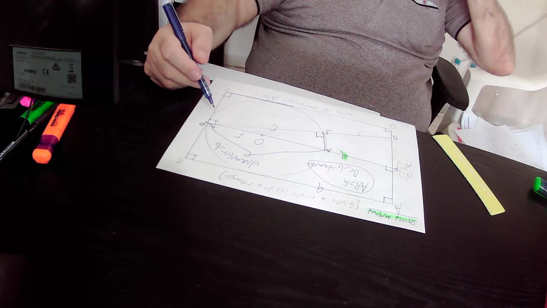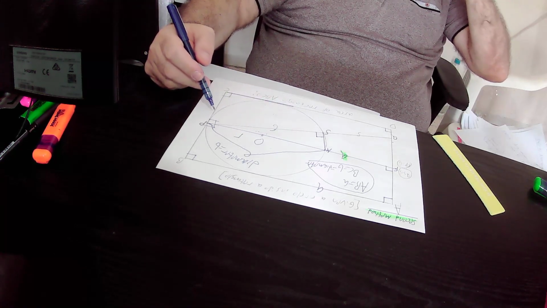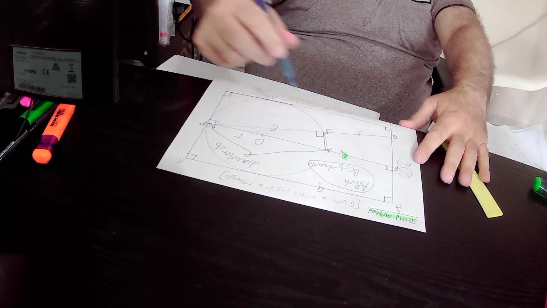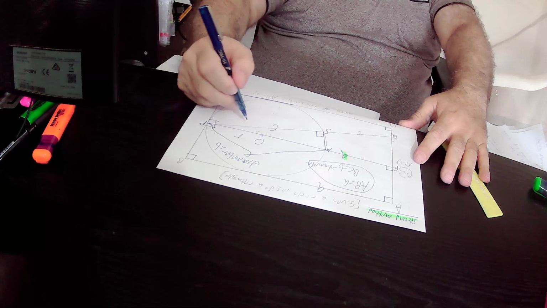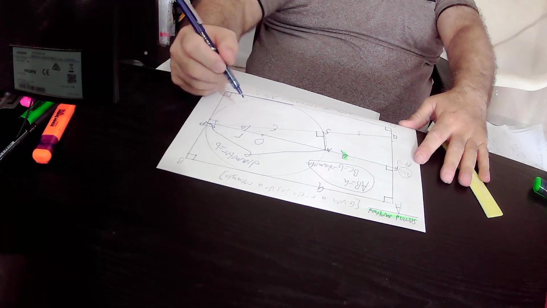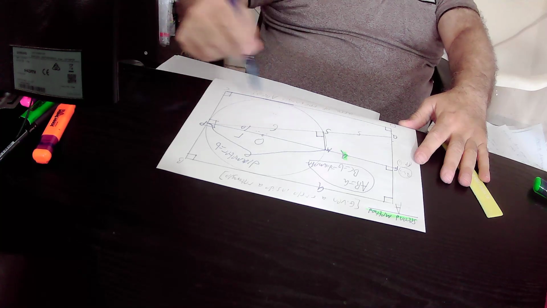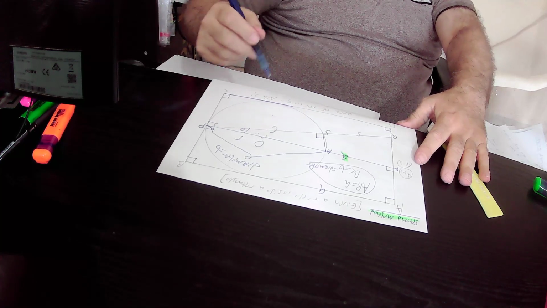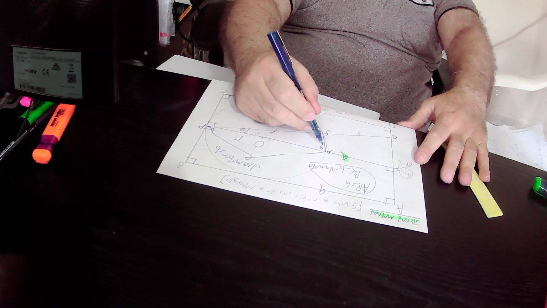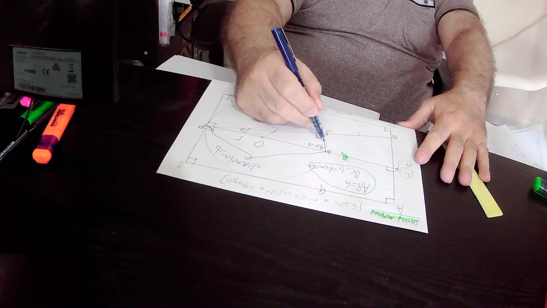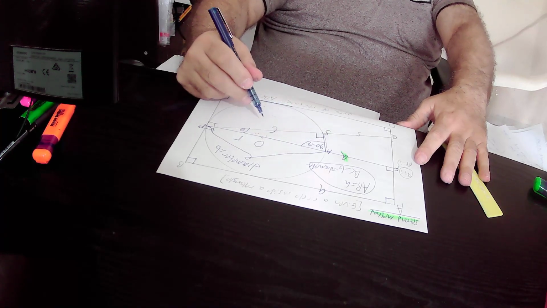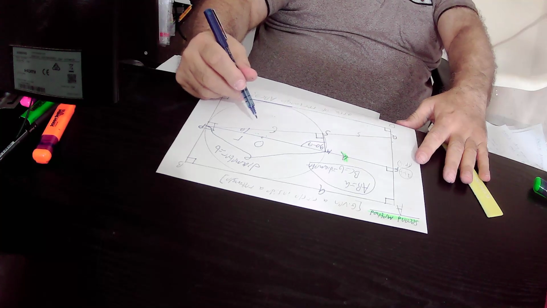Okay, we define this angle MPS as theta. In the right triangle MSP, this angle equals theta, this angle equals 90 degrees, therefore this angle must be equal to 90 degrees minus theta, because 90 degrees minus theta plus theta is 90 degrees, and 90 degrees plus 90 degrees is equal to 180 degrees.